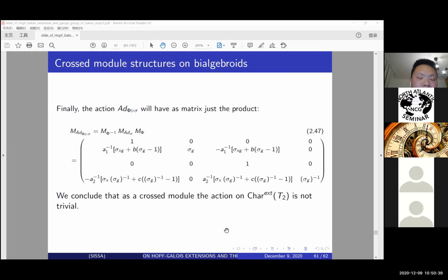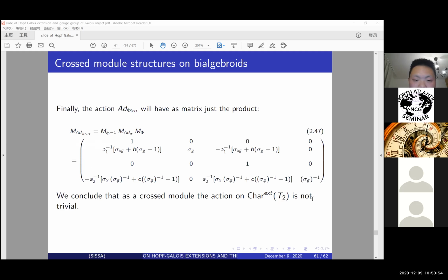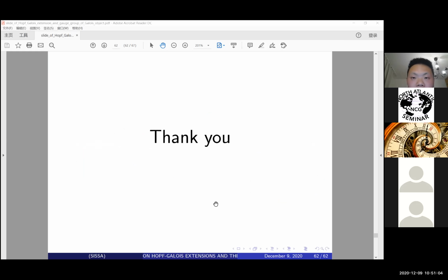But in the extended sense, we have the action of the automorphism on the bisection non-trivial, since the representation of the action under the at map is different from the one given in 2.46. And we conclude that this given crossed module is a non-trivial crossed module. Thank you very much. And this is all for my talk.